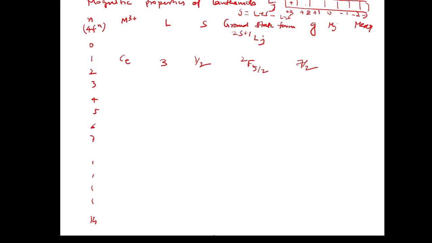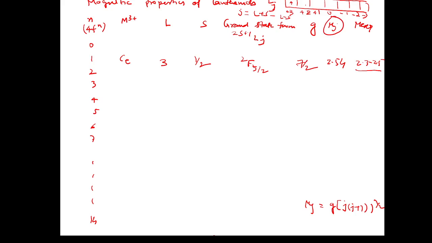Right. So your mu J is g J times J(J plus 1) to the power half. If we calculate this, we will get around 2.54. And the experimental value is basically between 3.3 to 2.5, which is well matched with your mu J.